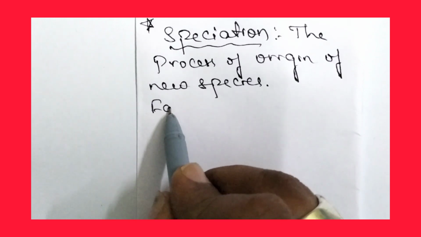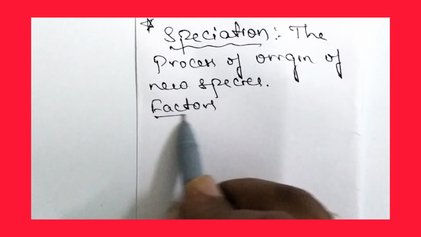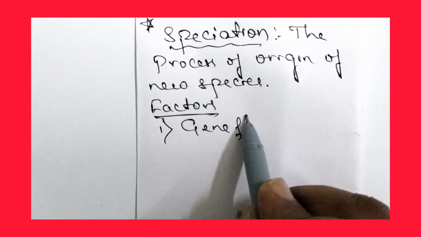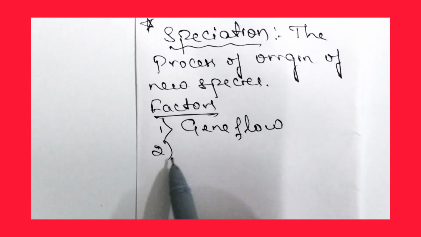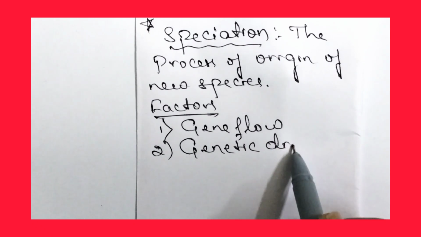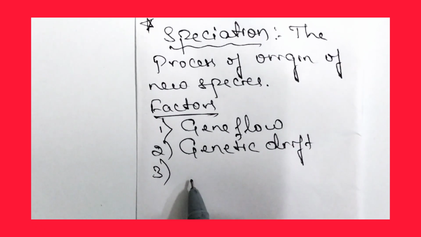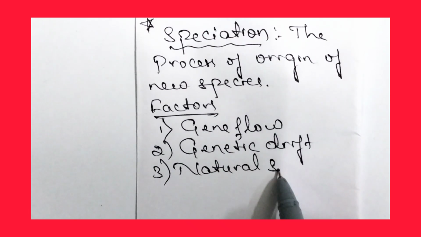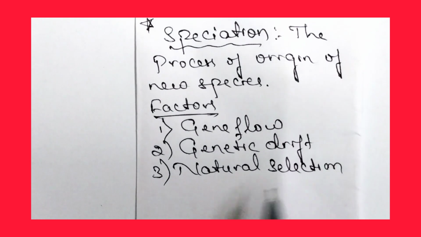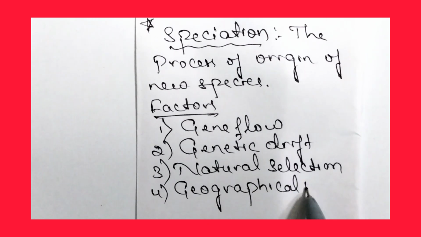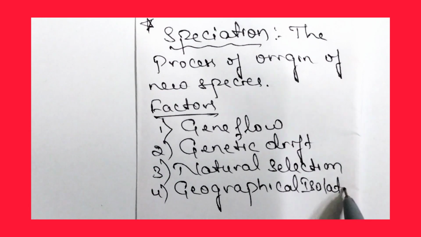What are the factors responsible for speciation? The factors responsible for speciation are, the first one is called gene flow. Second one is genetic drift. Then the third one is called natural selection. And the fourth one is called geographical isolation. These are the four factors that are responsible for speciation.